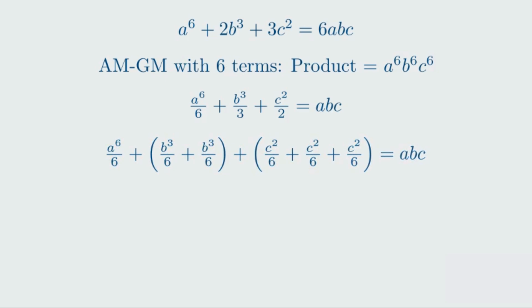Take a moment to see why this works. B cubed over 3 is the same as 2b cubed over 6, so we can split it into 2 terms. And c squared over 2 is the same as 3c squared over 6, which we split into 3 terms. Now we have 6 terms on the left side. Let's write them all out. So, we have a sum of 6 terms on the left side. Let's call these x1, x2, and so on. That is, x1 equals a to the sixth over 6, and so on for a total of 6 terms.